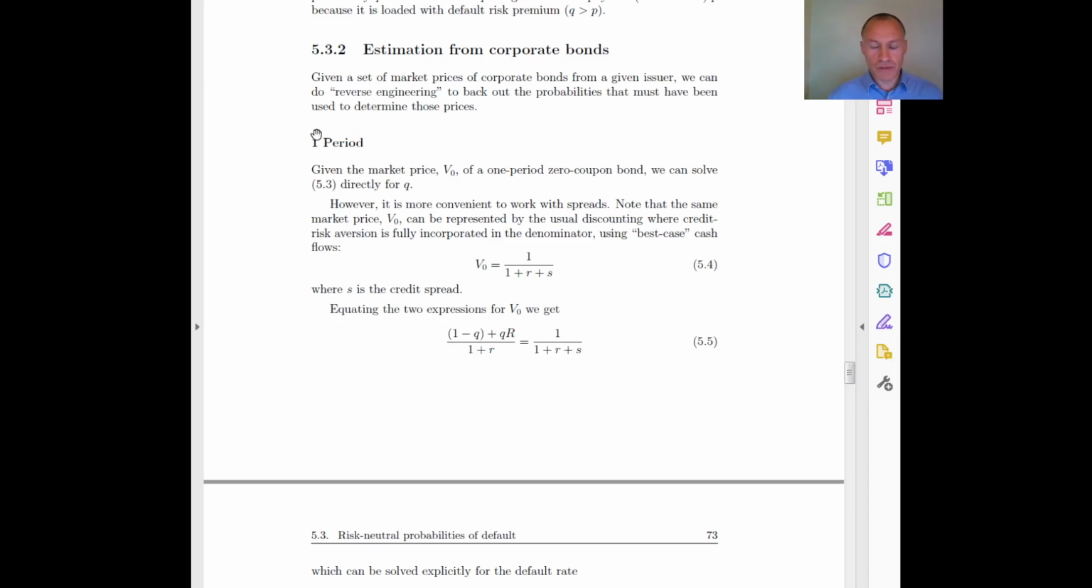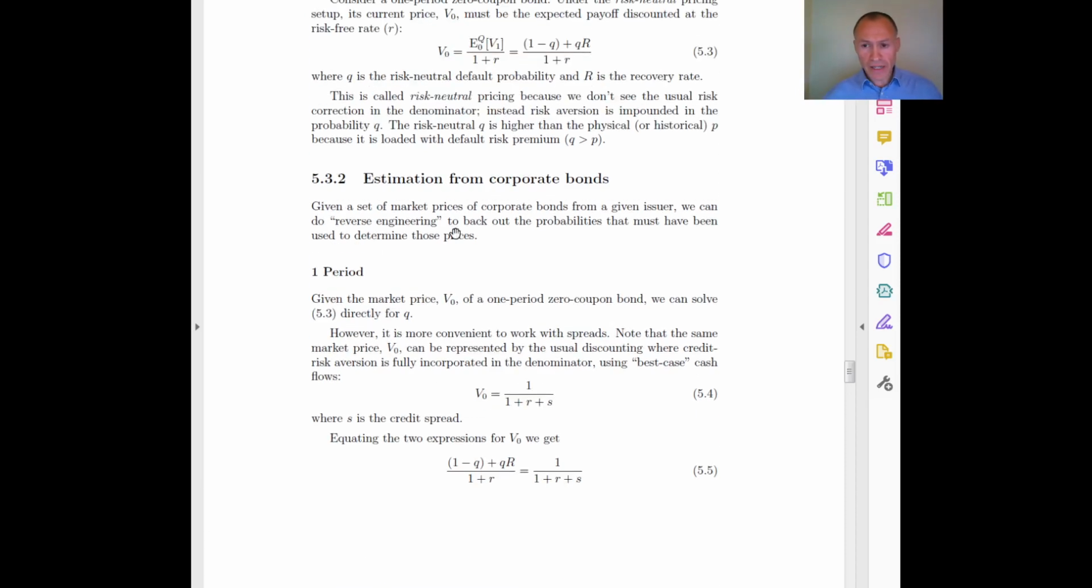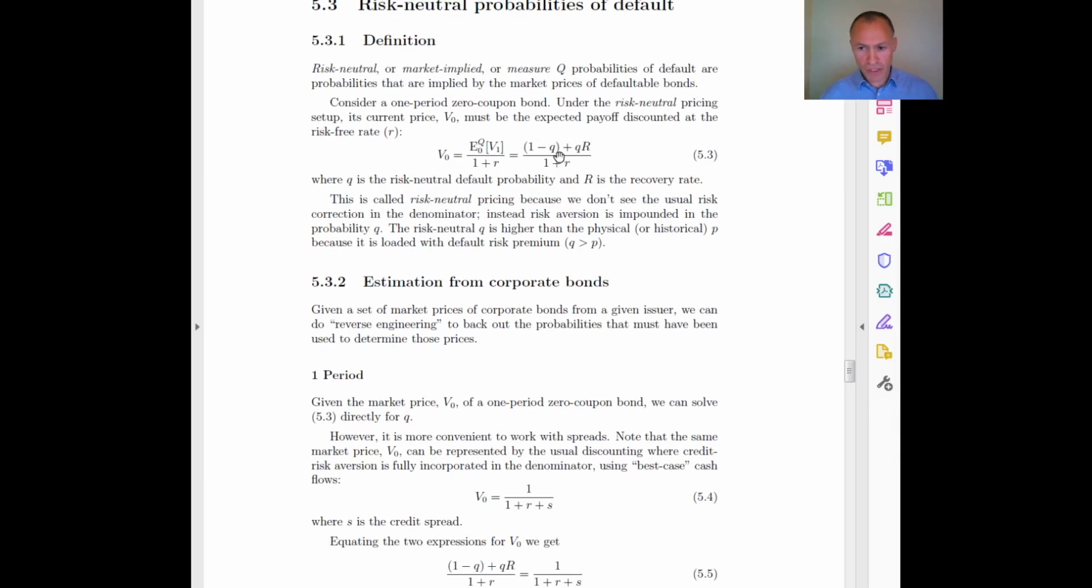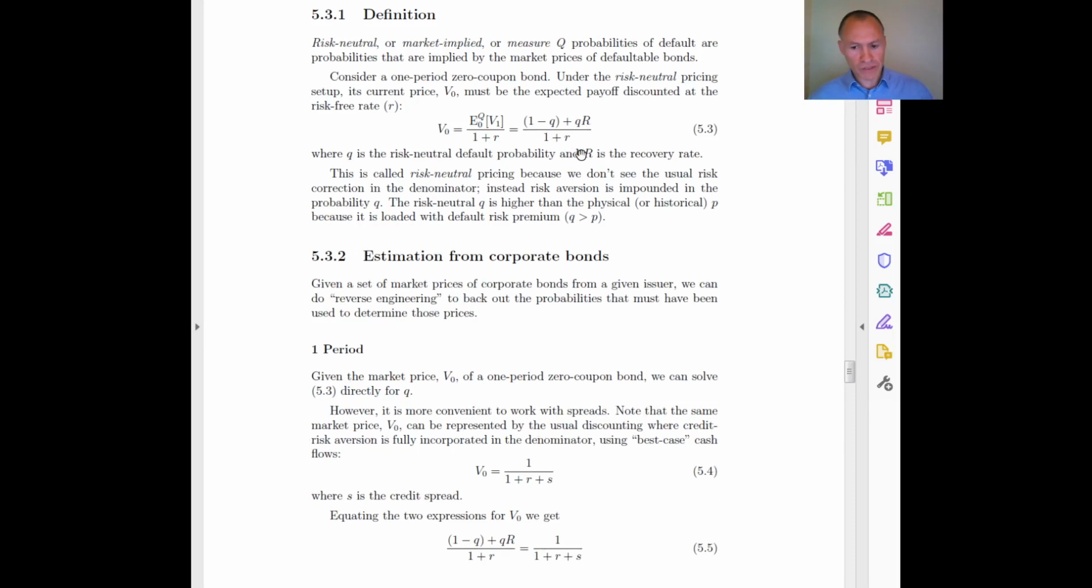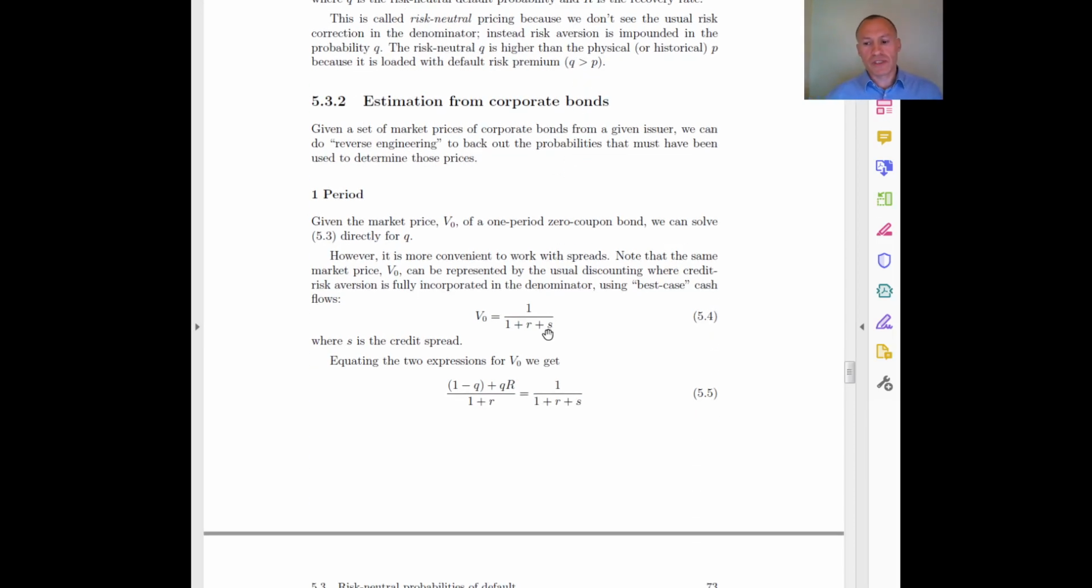So let's start with the simplest possible case, which is just a one-period bond, right? If this is just a one-period bond, I can solve this equation that I have here. I observe the market price, I assume some recovery rate, I can observe the risk-free rate from the swap market, and I can solve the equation for Q, okay? So that's one alternative. The second alternative, which is sometimes more convenient, is to work with spreads.